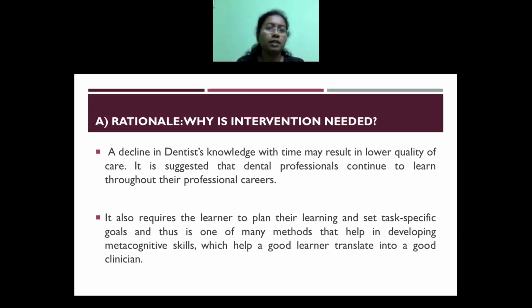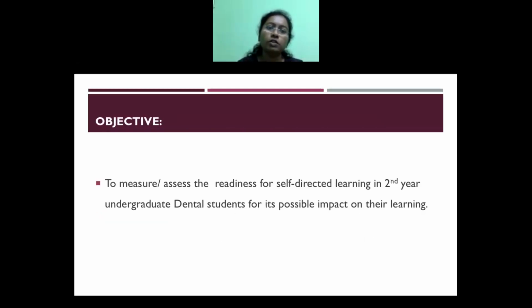The rationale is that there is a decline in the dentist's knowledge with time, which may result in lower quality of patient care, so it is suggested that dental professionals continue to learn throughout their professional career. It also requires the learner to plan their learning and set task-specific goals, and is one of the many methods that help in developing metacognitive skills, which helps a good learner translate into a good clinician. The objective of the study is to assess the readiness for self-directed learning in second year undergraduate dental students and its possible impact on their learning.